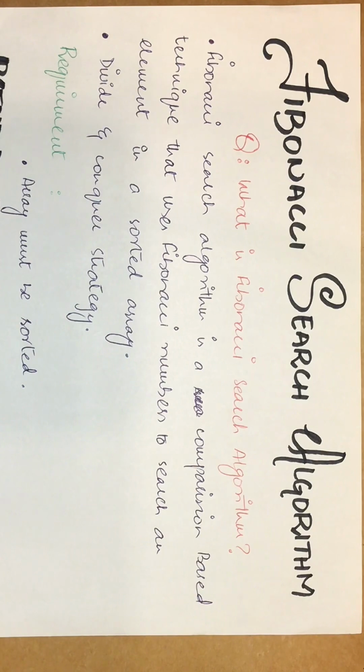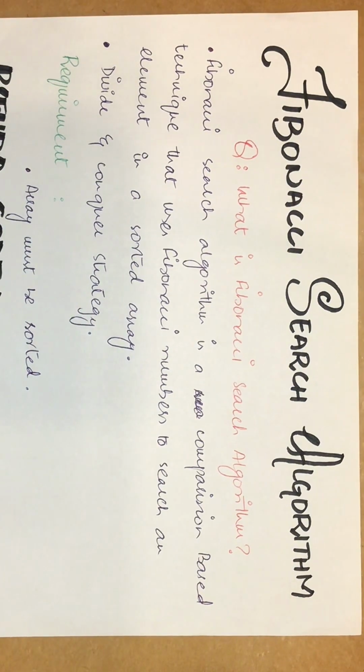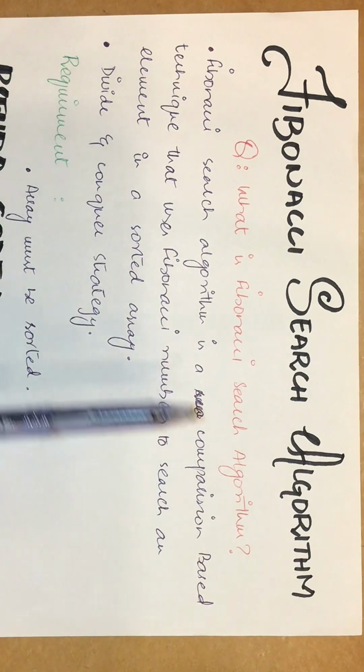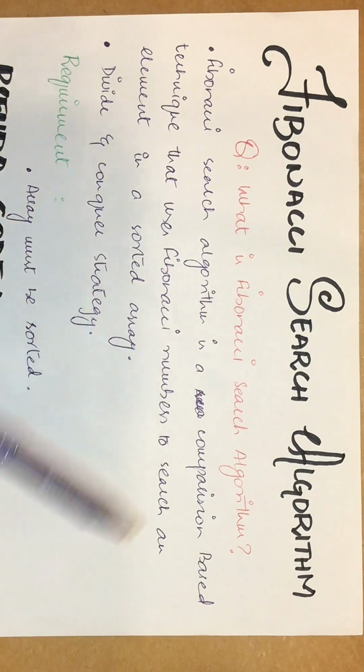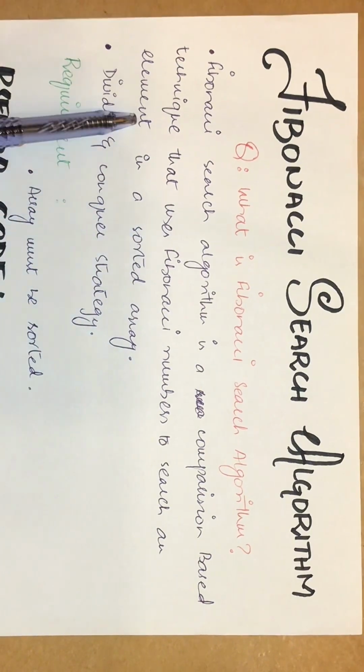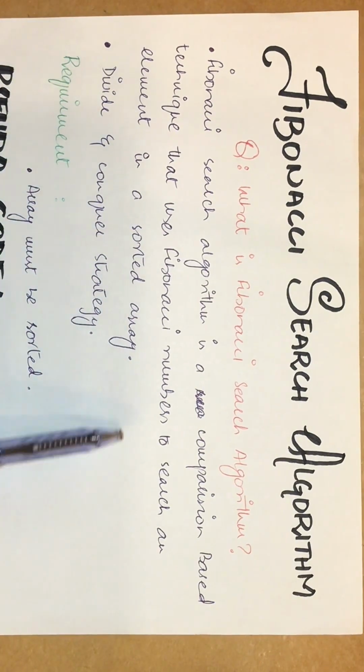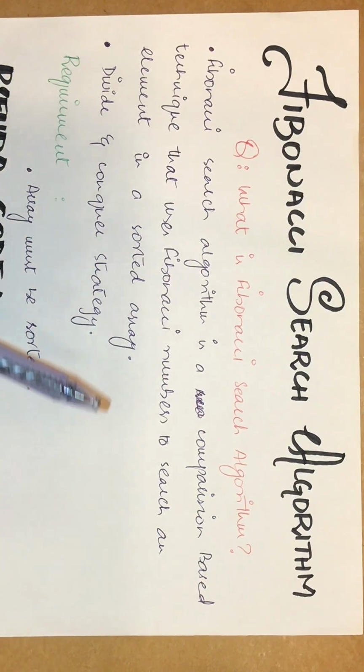Now, Fibonacci search algorithm. What is the Fibonacci search algorithm? It is a comparison-based technique. It's very similar to binary search, if you know what binary search is. The difference is that the Fibonacci search algorithm uses Fibonacci numbers to search for an element in a sorted array. Fibonacci numbers, the sequence that we learned about just before this, play a very important part in this searching algorithm.